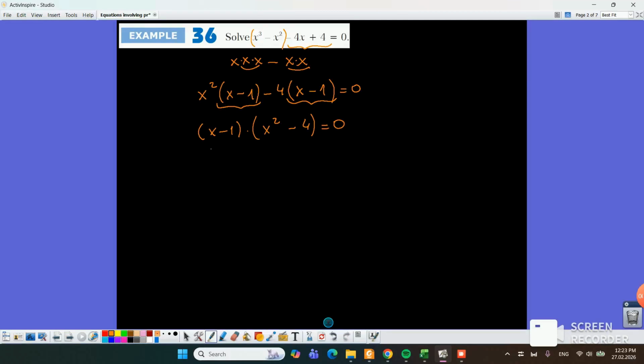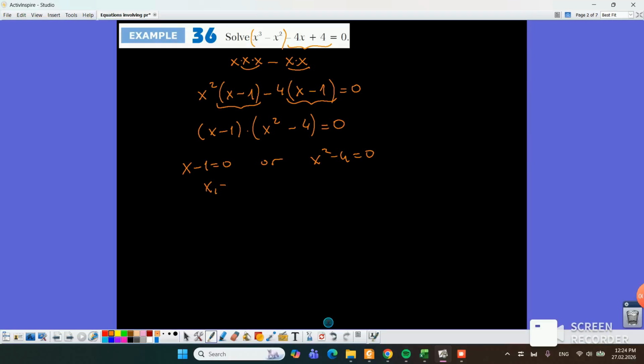And this one is equal to 0. Now as you can see, we found multiplication of two expressions which is equal to 0. Now we can use our rule that says x minus 1 is equal to 0 or x squared minus 4 is equal to 0.